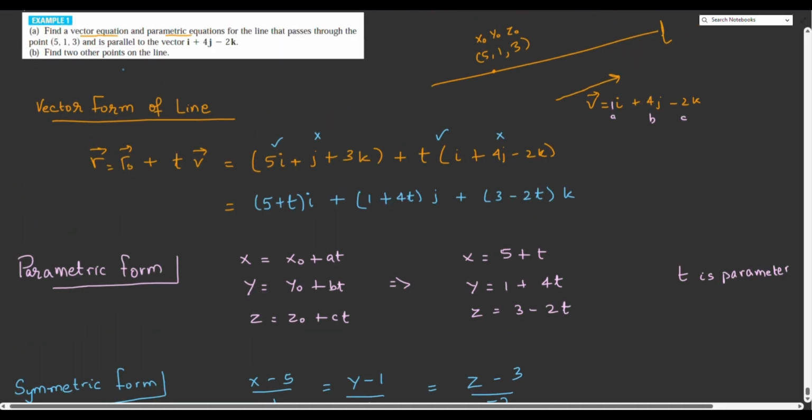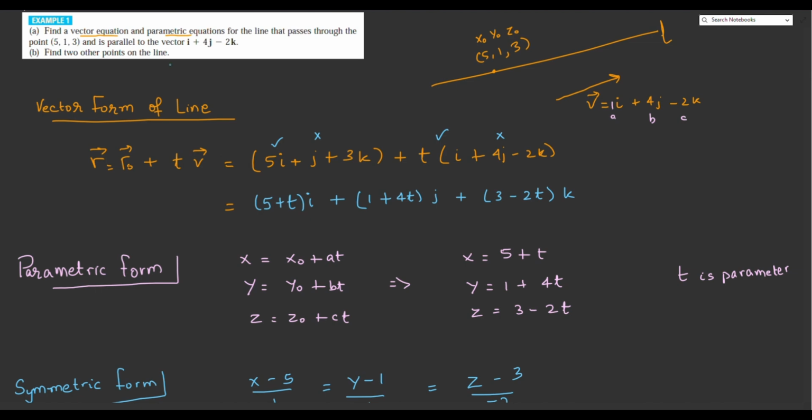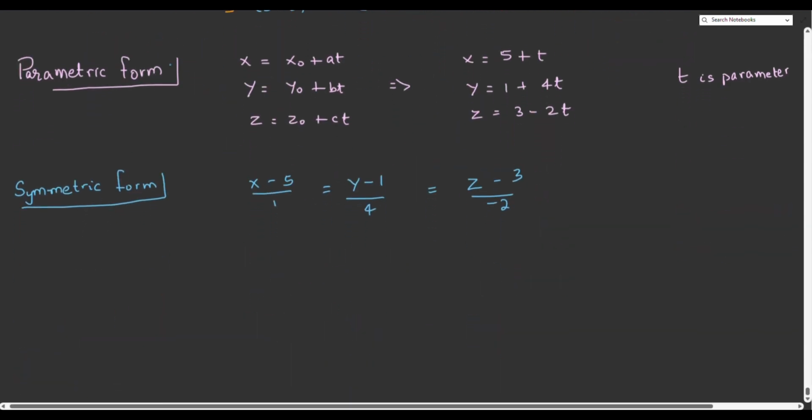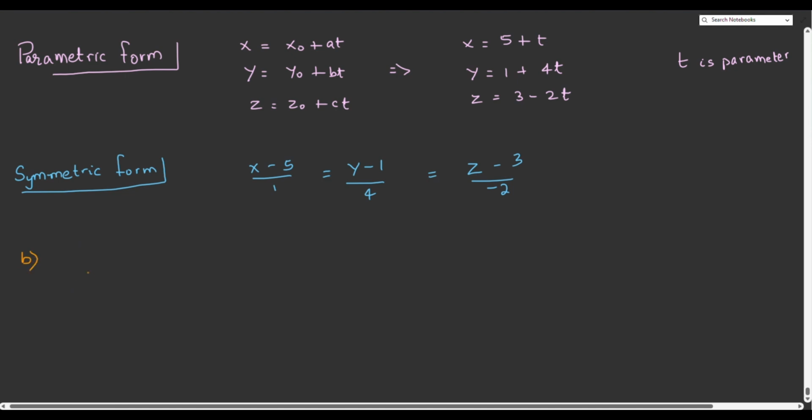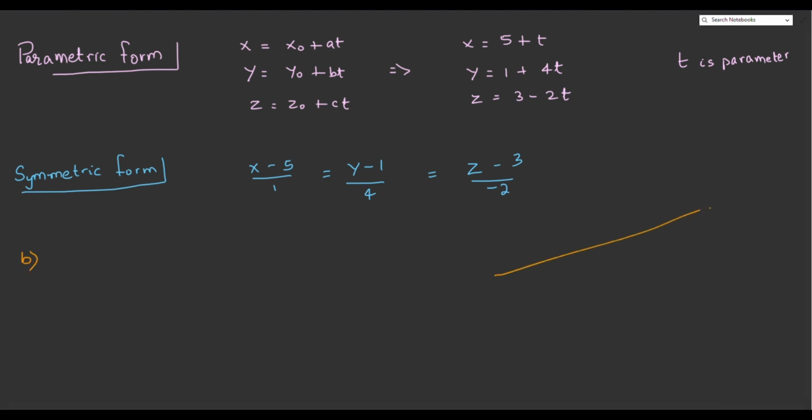In the next question, he is asking you to find any two other points on the line. For this part B, you can use the parametric form. Let's say we have this line L. He is asking you to find any other two points on the line L. In the parametric form, you can substitute some values of t. For example, if you put t = 0, it will give you the same point which is given in the question. So choose a different value.